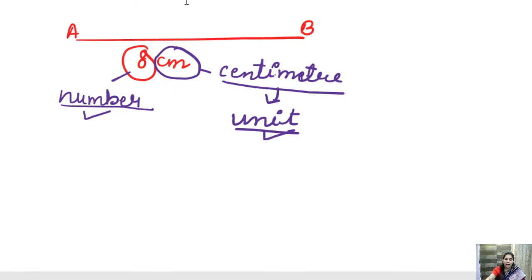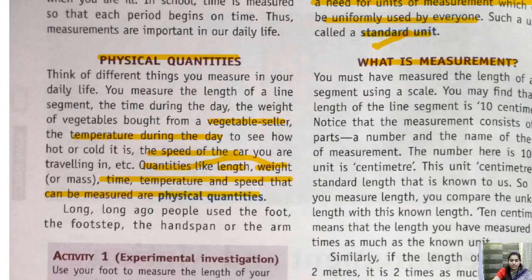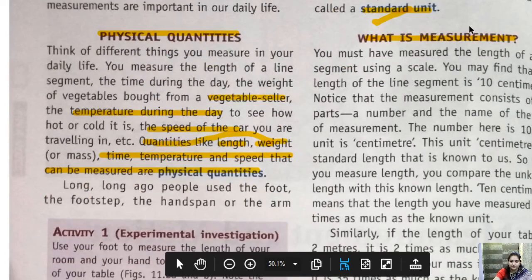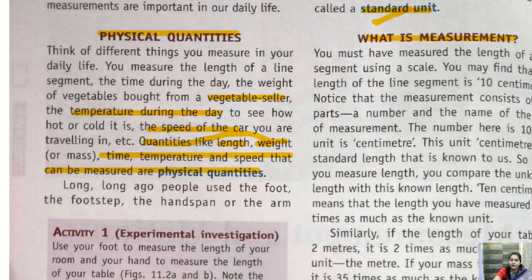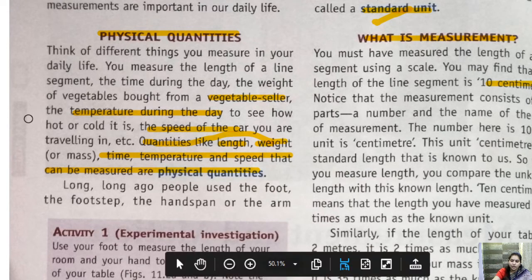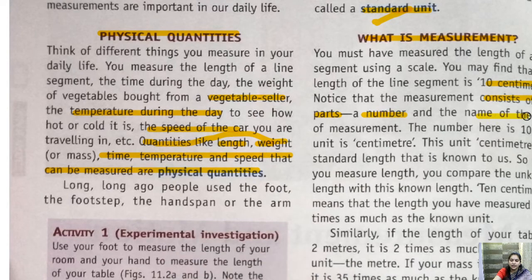Okay. So coming back to the chapter. So let's see what is written here. See. You must have measured the length of a line segment using a scale. You may find that the measurement of a line segment is 10 centimeter. Okay? So next again it consists of two parts. So a number and the name of the unit. So we have two parts, number and name of the unit. So the number is 10 and the unit is centimeter. So this unit centimeter is the standard length that is known to us.